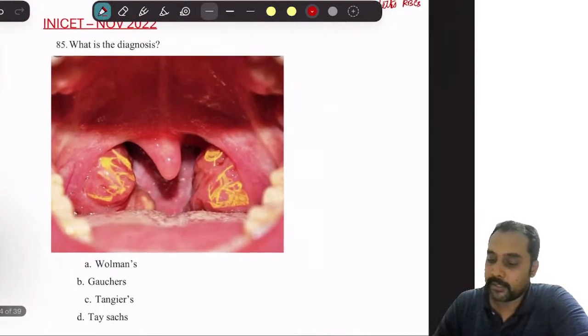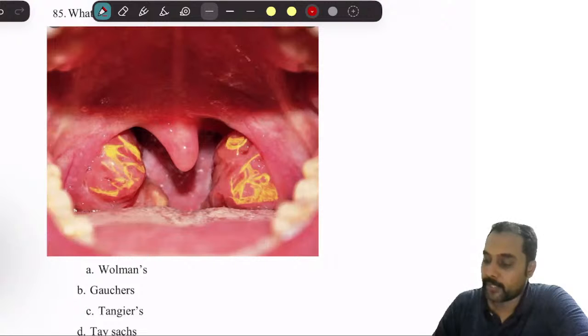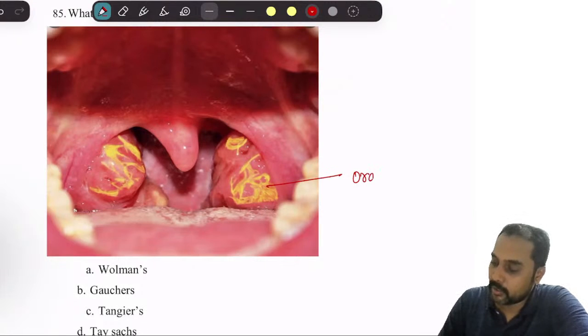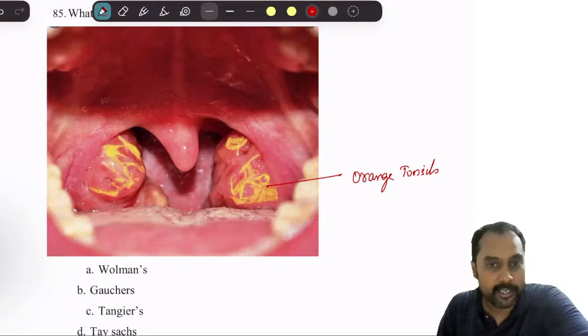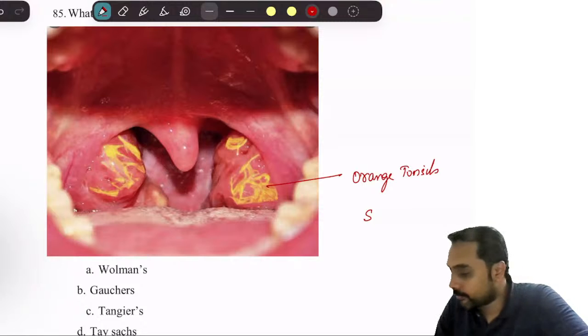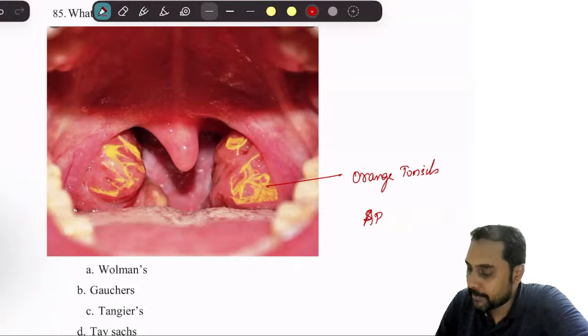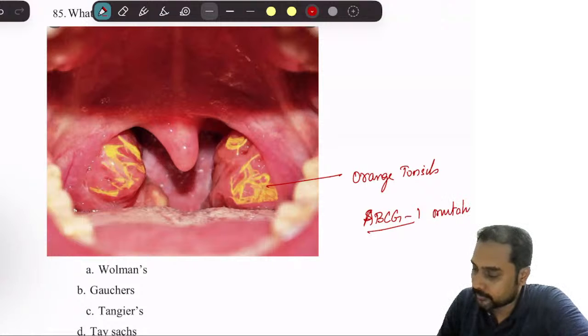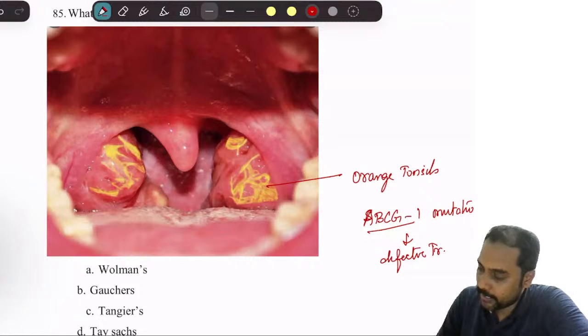Straight away, what is the diagnosis? Now, what is this? This is the orange tonsils. Where do you see orange tonsils? When there is an ATP binding cassette gene 1 mutation leading to a defective transporter.